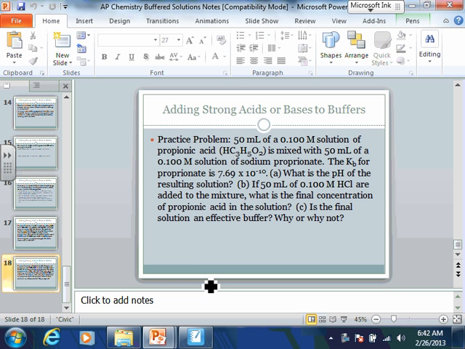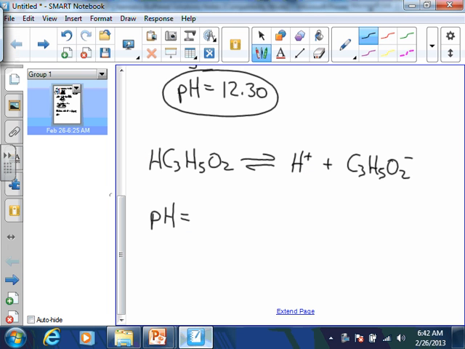Divided by 7.69 times 10 to the negative 10th, it's going to give us 1.3 times 10 to the negative 5th. And then if I take the negative log of that, so I can get the pKa instead, it's going to be 4.89 plus the log of the base concentration over the acid concentration.